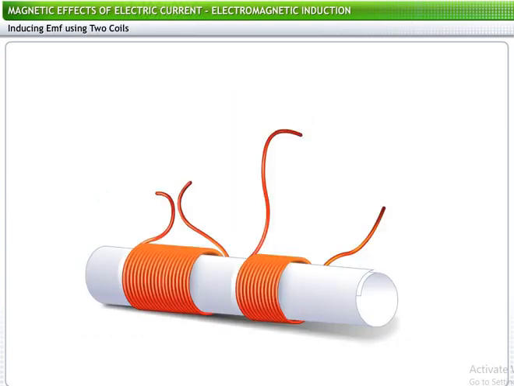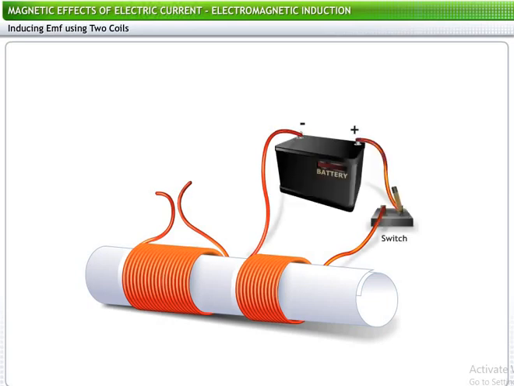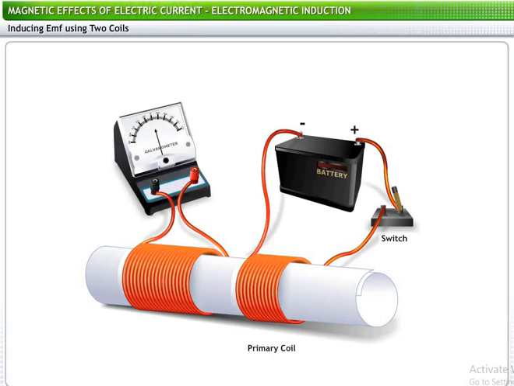In the second case, one coil is connected to a battery with a key. This coil is called the primary coil. The other coil is connected to a galvanometer and is known as the secondary coil. When the key is pressed, a current passes through the primary coil. This current produces a magnetic field.